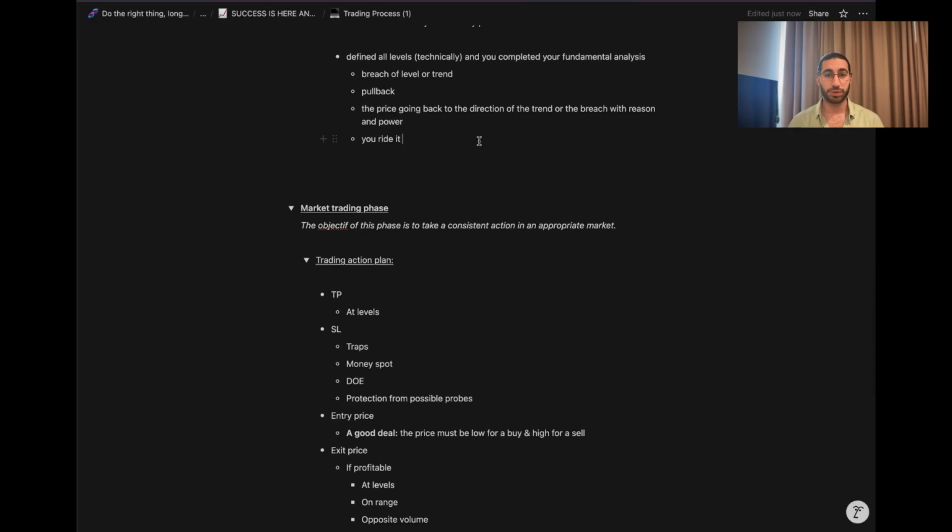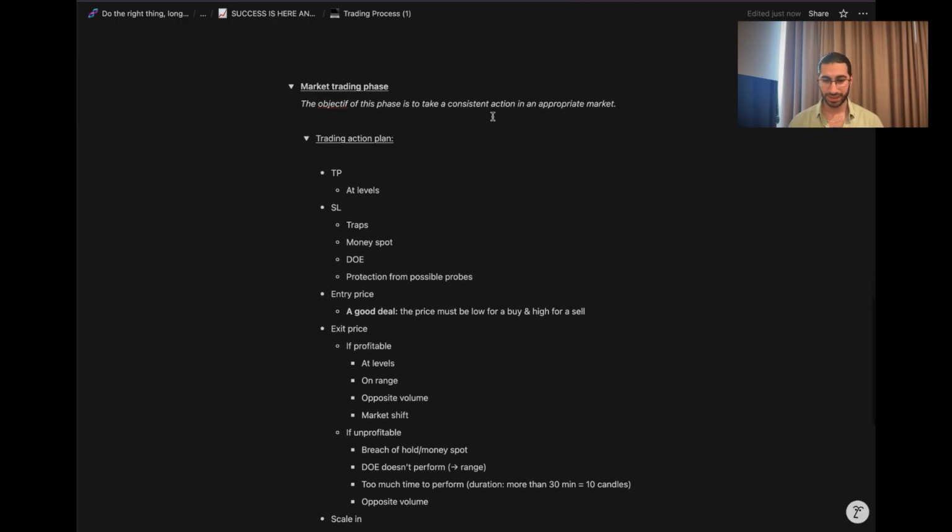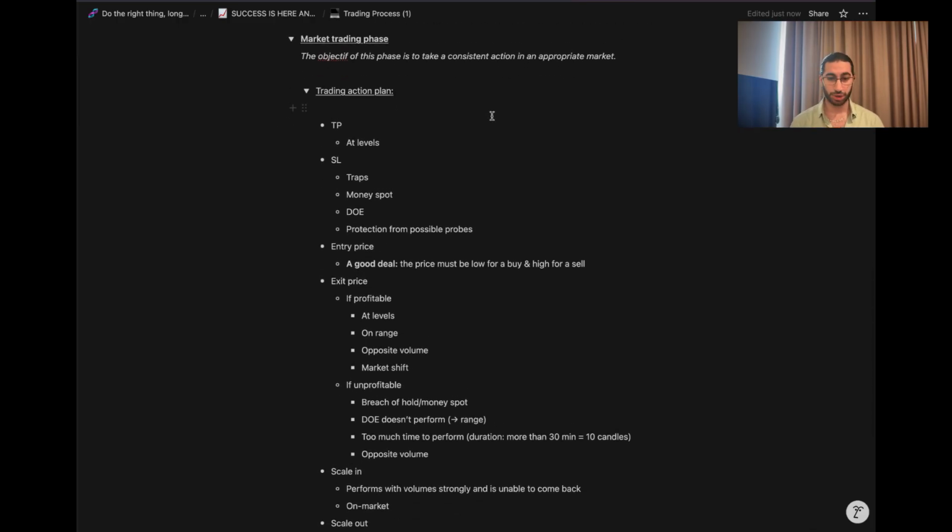I keep it simple because we'll be diving even more and more into it and we'll be using indicators. So for now, you just need this. However, the more precise you can be and add images and add illustrations and add explanations, the better. Then the next step is going to be market trading phase.